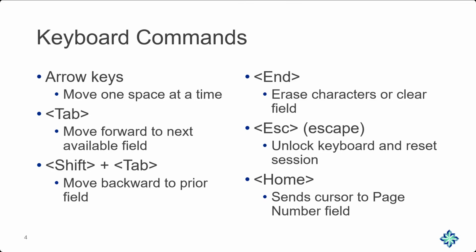And finally, you're going to use your home key. That's really useful. Pressing the home key is going to move the cursor to the page number field. And that way you can quickly jump to different pages within a claim by entering the page you want to go to and pressing enter. It does have other uses as well, and we'll talk about those a little later, so be listening for that.